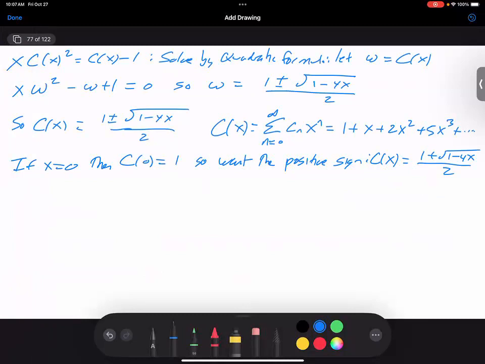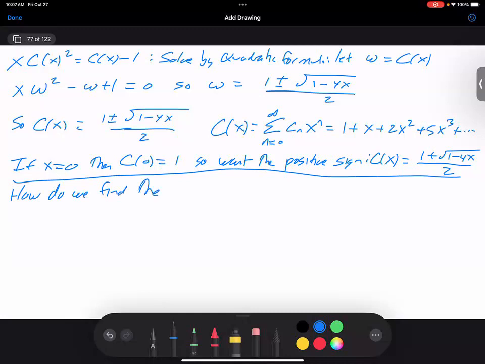Yeah, I mean, we know a formula for c of x, a closed form expression. I don't care if it works well. I want to find the coefficients. So how do we find the c_n's? It's okay if it's a bad way. I just want a way that would work.